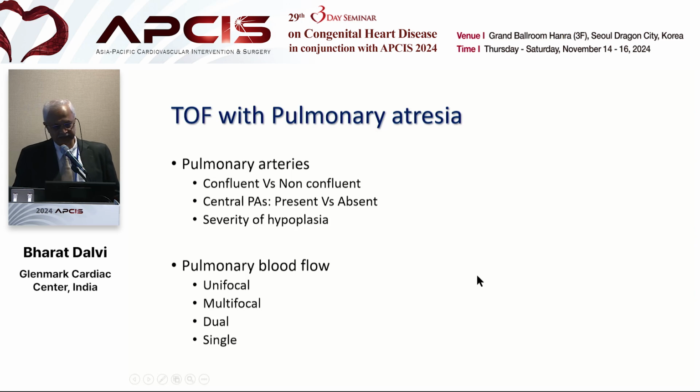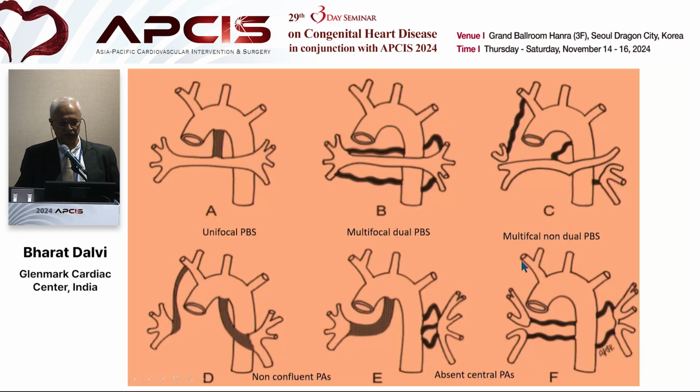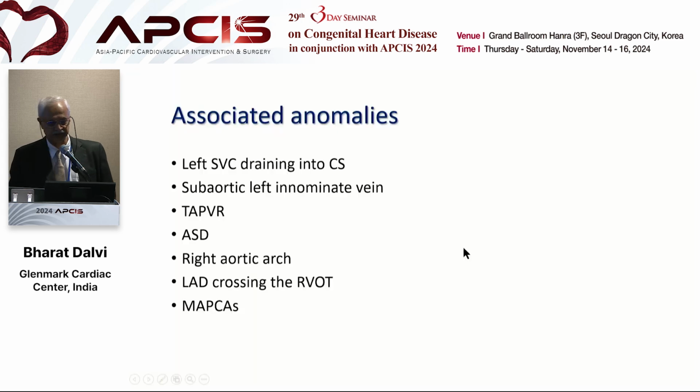Apart from pulmonary arteries, I think it's essential that you know about the pulmonary blood flow, whether it's unifocal or multifocal, and if it is multifocal, whether it is a dual supply or a single source of pulmonary blood flow. This is a cartoon which will give you an idea about unifocal pulmonary blood supply, multifocal with a dual supply, and multifocal with a non-dual supply. These are non-confluent central pulmonary arteries, and these are absent central pulmonary arteries. I think this is the most difficult subset to treat surgically.